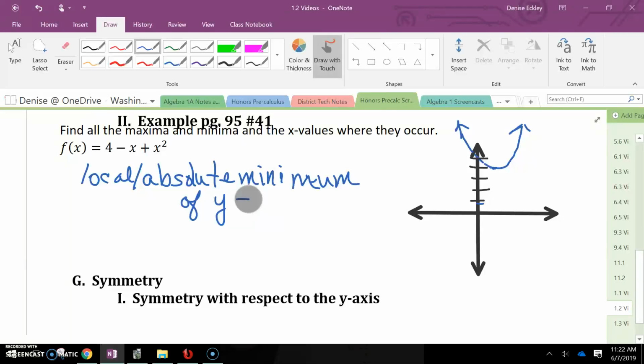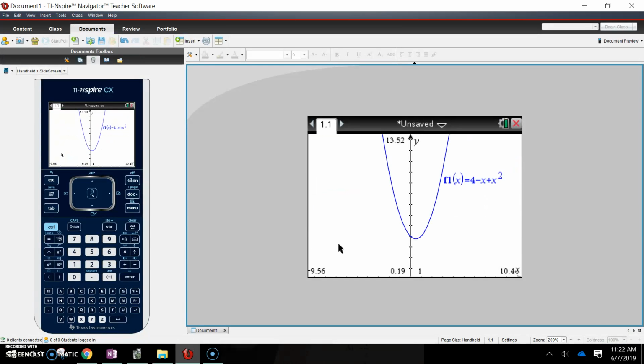Of y equal to 3.75 at an x value of 0.5. In case you're wondering how I got that, I probably should have showed you.